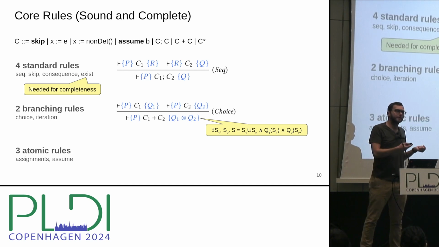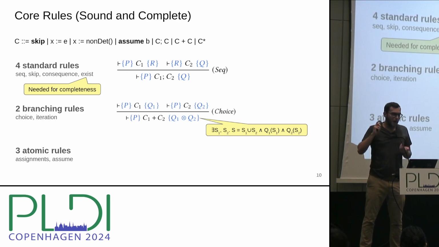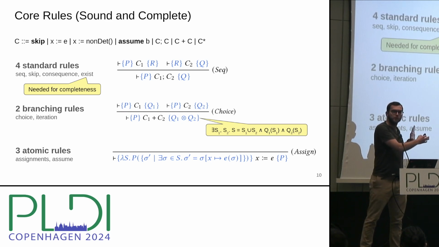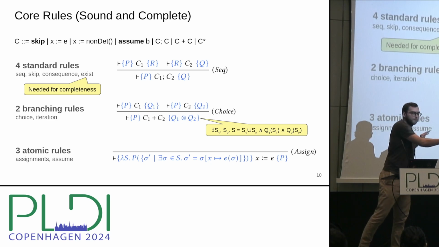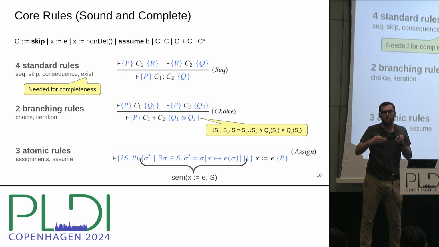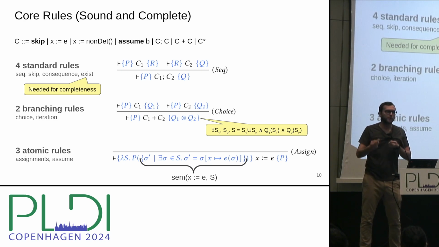And finally, we have 3 atomic rules for atomic statements, so deterministic and non-deterministic assignments and assume statements that look like this. So they look a bit complicated, but mostly this is just the weakest precondition rule. So we take an arbitrary semantic postcondition here, P, and this precondition is simply saying P should hold of the set of states we will obtain. So those 3 atomic rules are necessary to obtain completeness, but they're a bit inconvenient to use in practice.